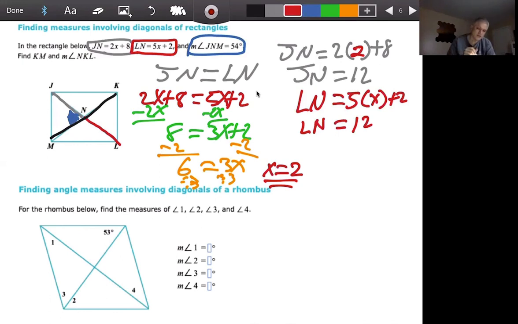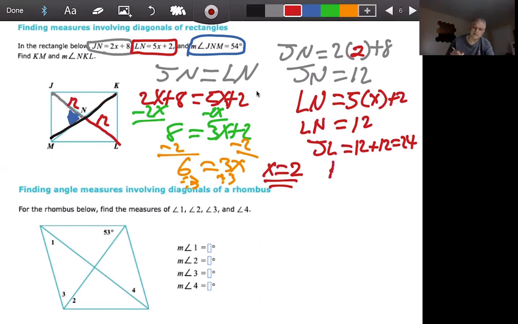So what's the relationship between Km, an entire rectangle diagonal, and Jn or Ln, which are half of a rectangle's whole diagonal? Well, if I take the 12 and the 12, I know that JL is going to be 24 by the segment addition postulate. Jn plus Ln equals JL. Well, 24 is going to be Km as well. Okay. Why is that?